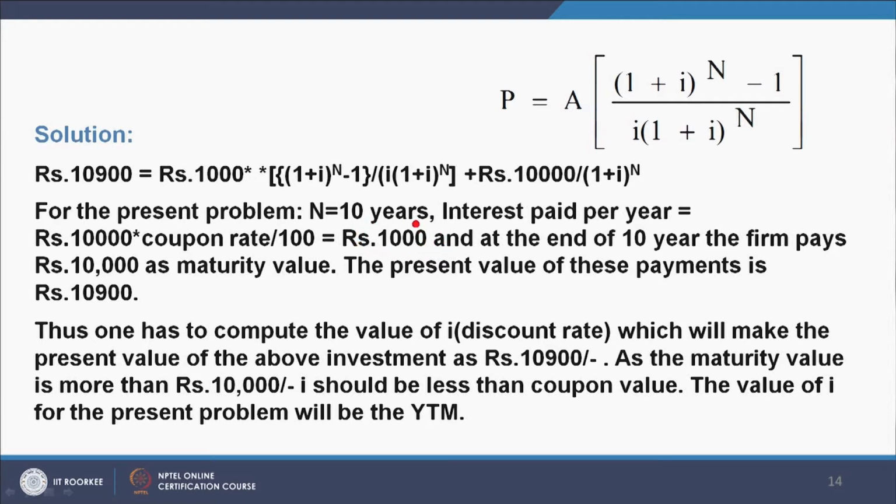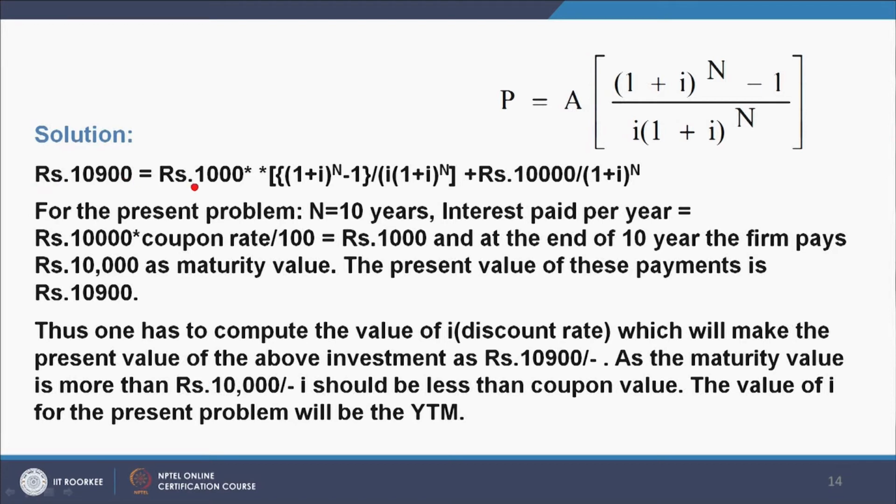So, interest is an annuity and the present value of this annuity is this, where A is the annuity, 1000 rupees, and this formula was used to find out P, the present value. At the end of 10 years one gets 10,000 and the present value of this 10,000 is 10,000 divided by 1 plus I to the power n. So, when we add the present values of these two, this is equal to 10,900.